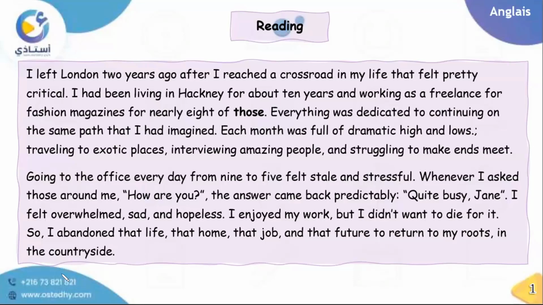Whenever I asked those around me, "How are you?" the answer came back predictably, "Quite busy, Jane." I felt overwhelmed, sad, and hopeless. I enjoyed my work, but I didn't want to die for it. So I abandoned that life, that home, that job, and that future to return to my roots in the countryside.